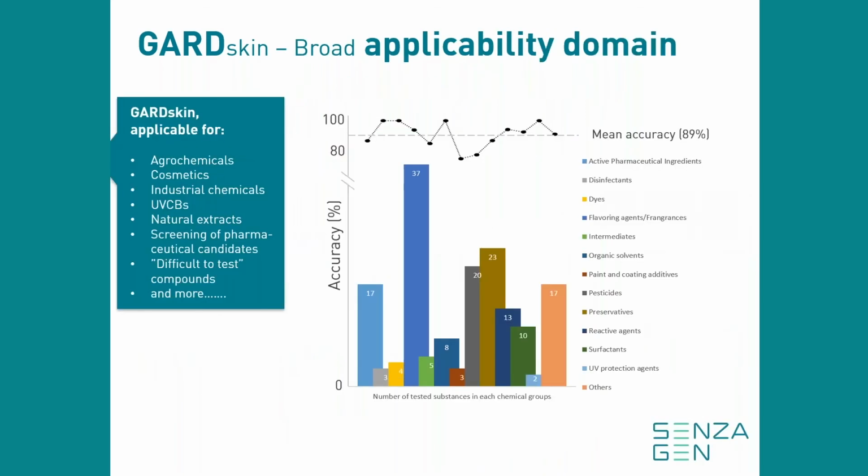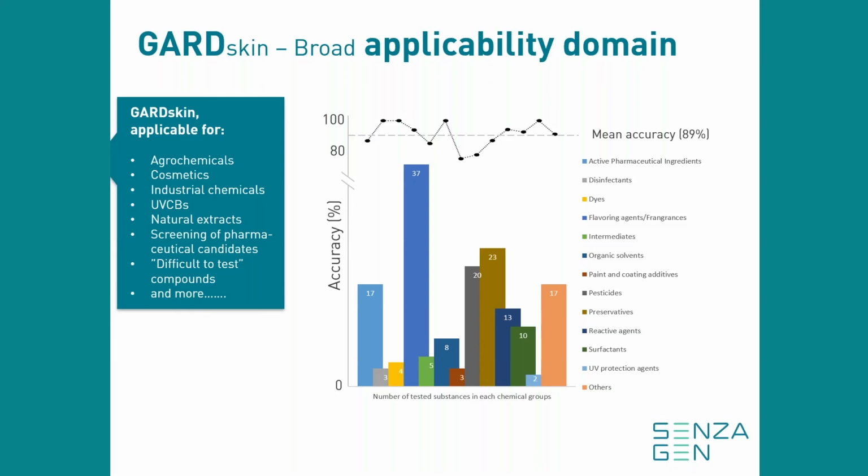So another thing that is quite popular to talk about when you evaluate the performance of different in vitro assays is, of course, their applicability domain. This is just to show the number of chemicals that we have tested thus far with respect to their different industrial applications. The numbers posted in the bars are the number of chemicals in each industrial sector. And the dots on the top are basically how the accuracy varies for the different industrial groups with respect to the mean accuracy of the assay.